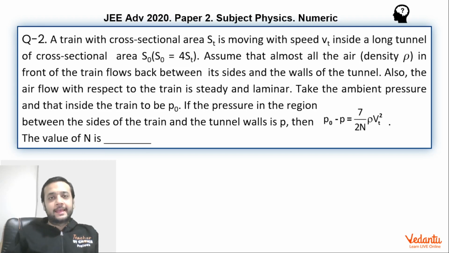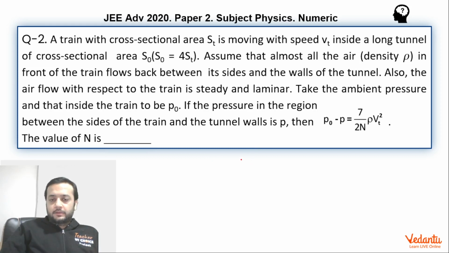Hi dear students. Let's see this question that came in JEE Advanced Paper 2 Physics in the year 2020. This question was based on Bernoulli's equation and was an integer type question. So over here, let us quickly see what is happening.